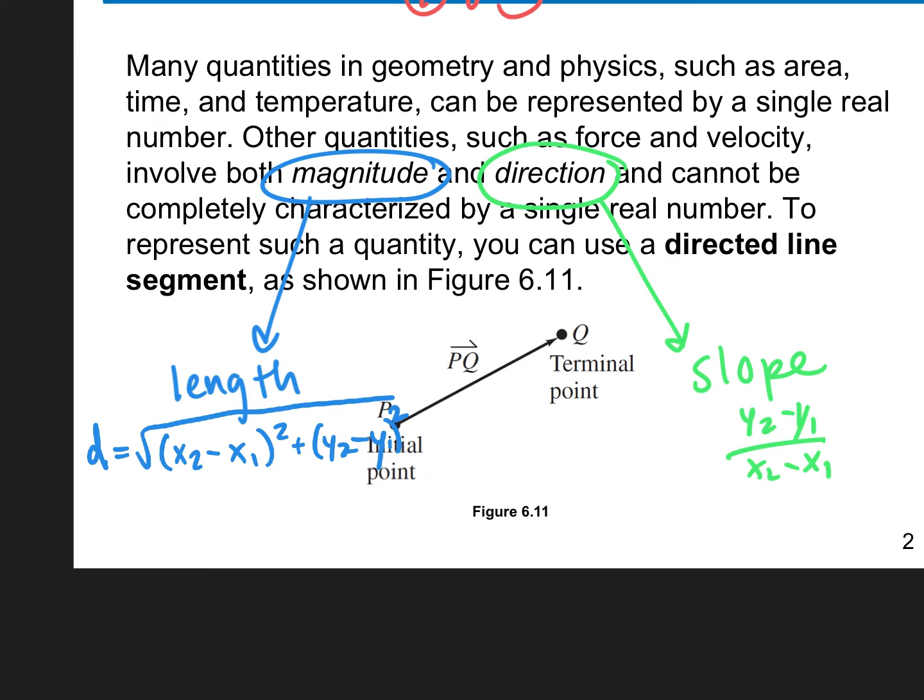With our vectors, we have an initial point, which is where we start, and a terminal point, which is where we end. It's written like this. It's a little bit different than a ray because a ray continues on forever in one direction, whereas a vector stops at the terminal point, but it does have direction, so it starts at the initial, ends at the terminal.